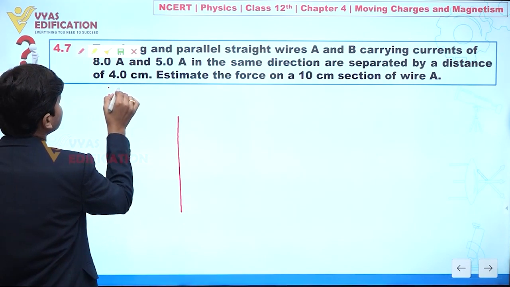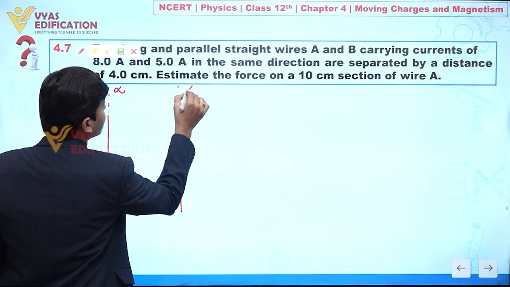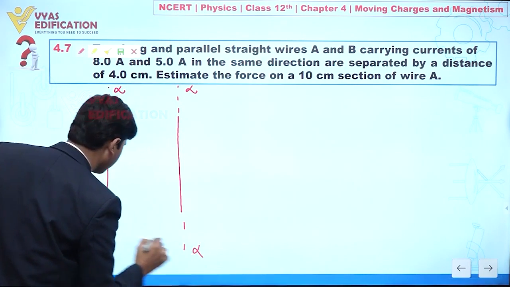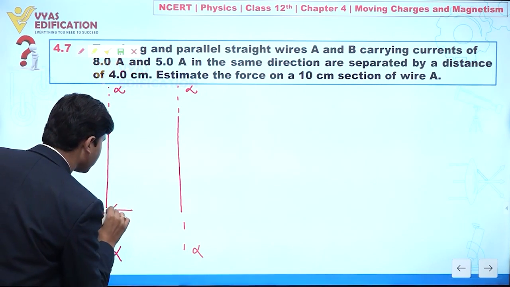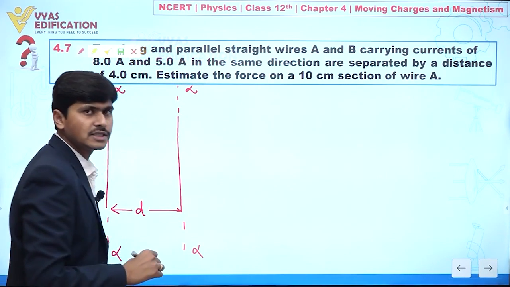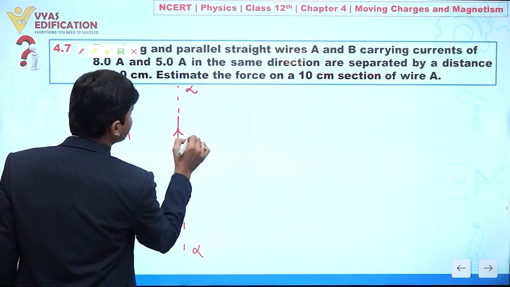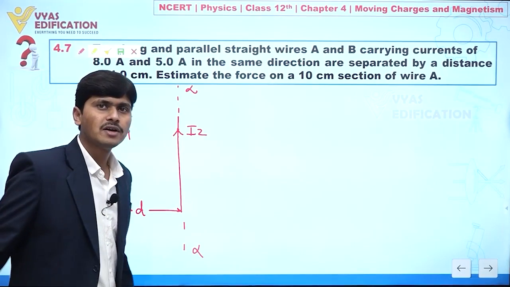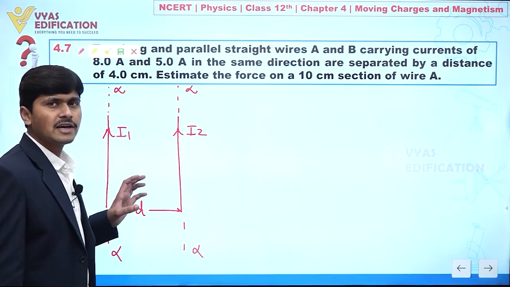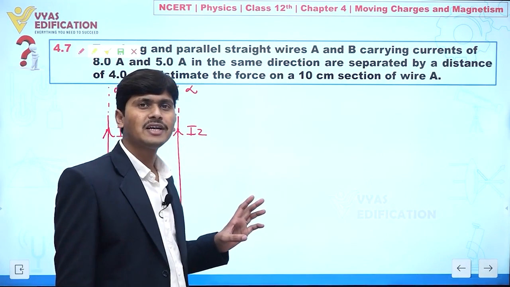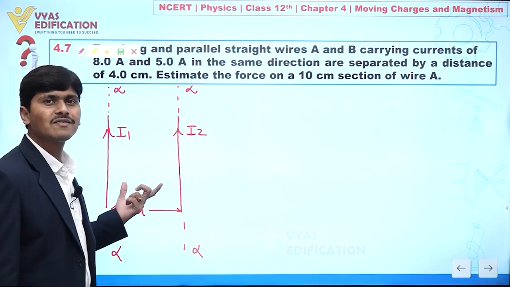Let's suppose this is a very long wire. Now let's suppose the distance between these two wires is D. Let's suppose the current flowing in them is I1 and I2. So first, can I find the value of the magnetic field due to this current carrying wire 1?